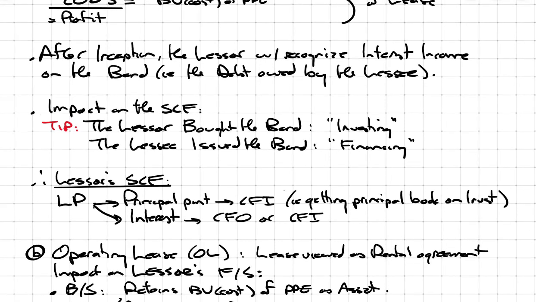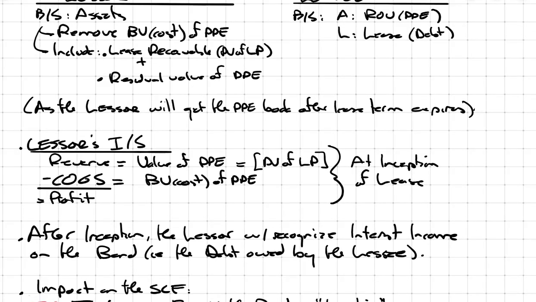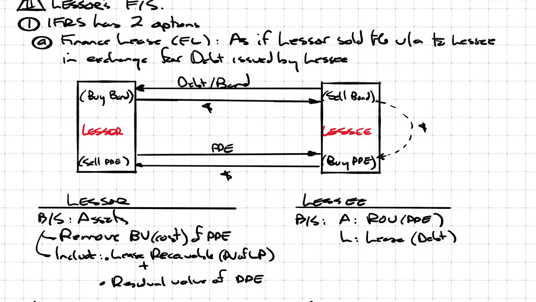So what's the impact on the statement of cash flow, which is the third financial statement? Just a tip here. The lessor bought the bond, whereas the lessee issued the bond. Let's just go to our diagram very quickly again. And here's that transaction that we're referring to. If you look at that transaction, the lessor is buying the bond, whereas the lessee is issuing the bond.